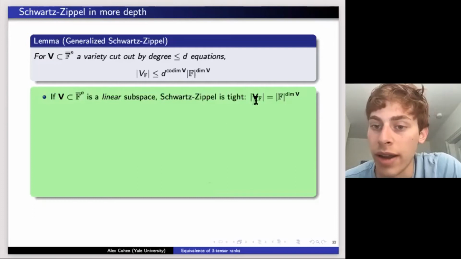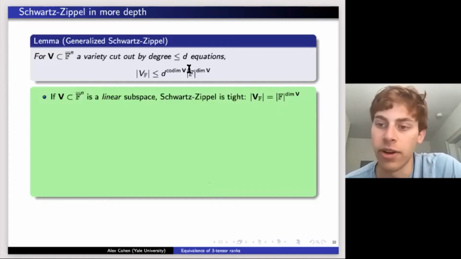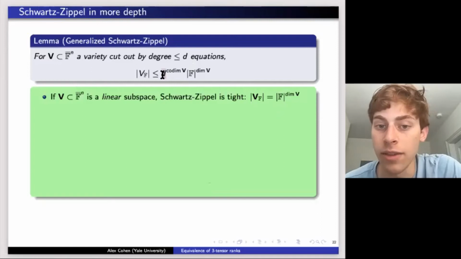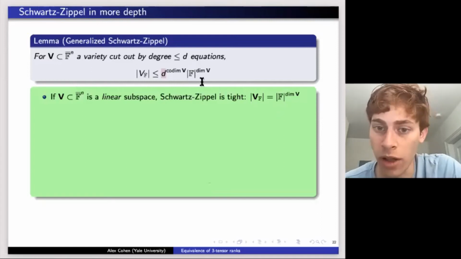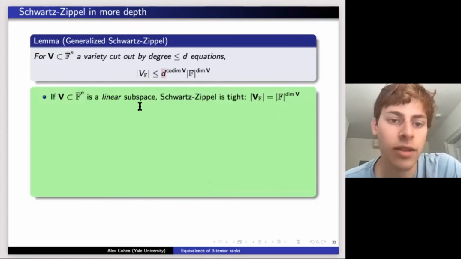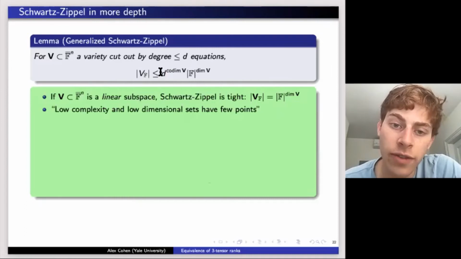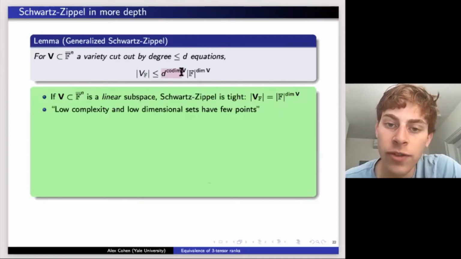and then in fact, the number of points on it, because it's isomorphic to F to the d, is exactly the size of the field to the dimension of the variety. And so Schwarz-Zippel is tight for linear varieties, right? D is 1, and so we get equality. This is the motivating case. Okay, so I think how you should read this: this D to the codimension V term, right?